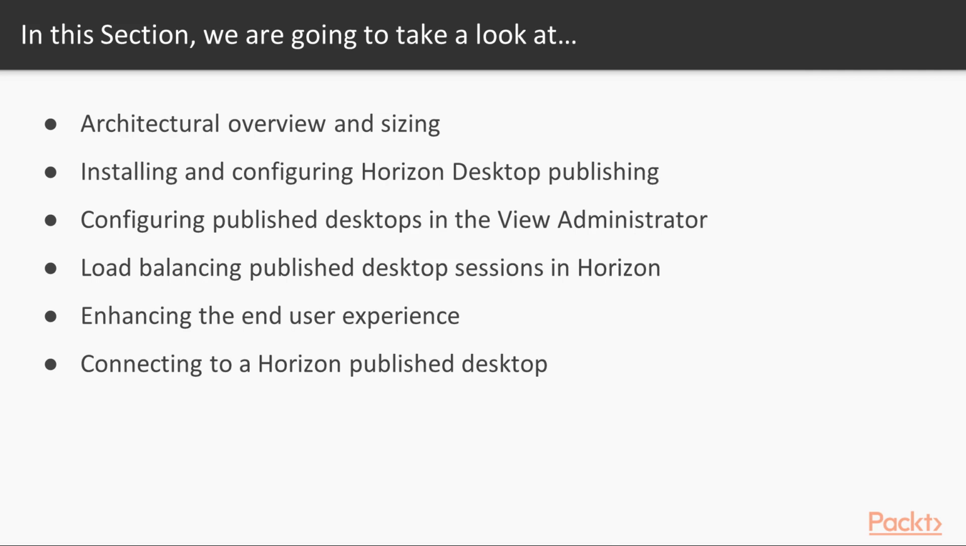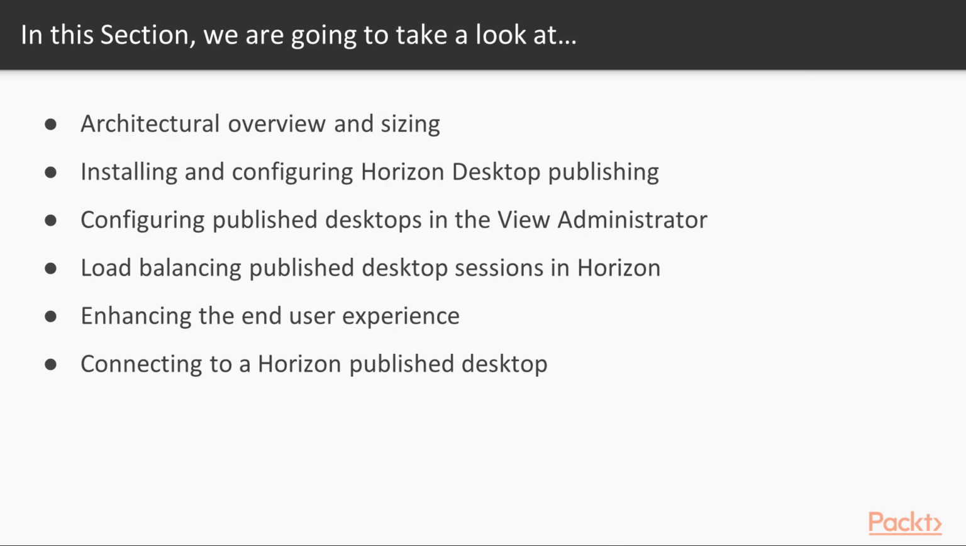In this section, we're going to take a closer look at how Horizon can deliver published desktops. We'll start off by looking at the architecture and how to size an environment. Next, we will start the installation process by configuring an RDSH server to run the desktop sessions and also installing the Horizon agent to enable the RDSH server to communicate with the View connection server. The connection server will act as the broker to the desktop sessions hosted on the server.